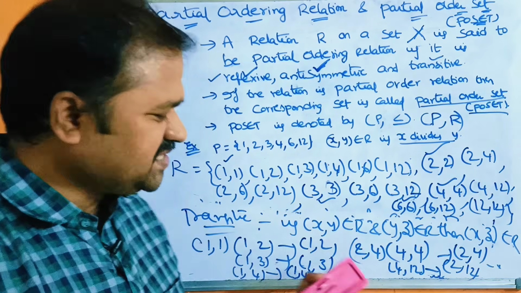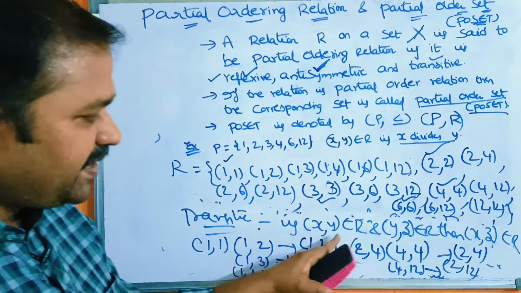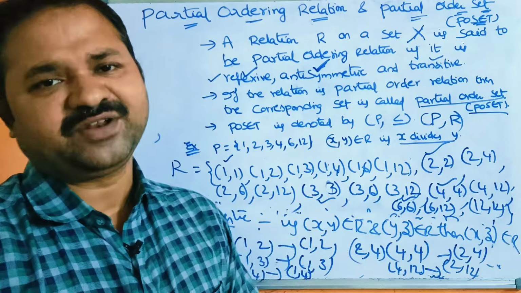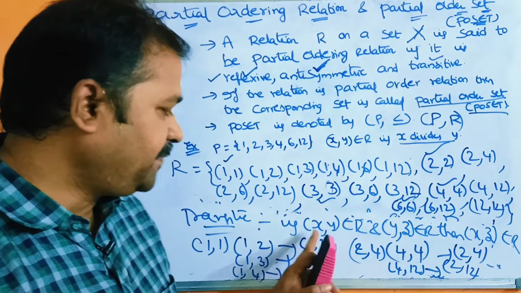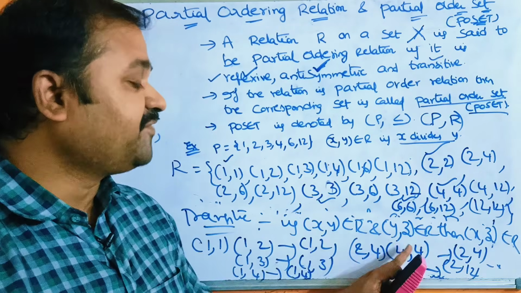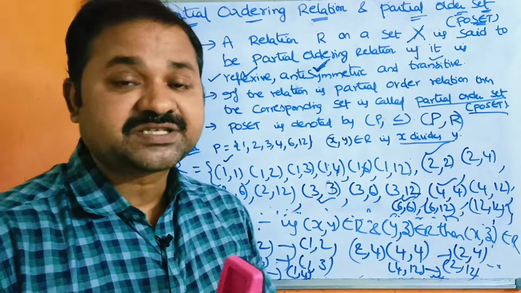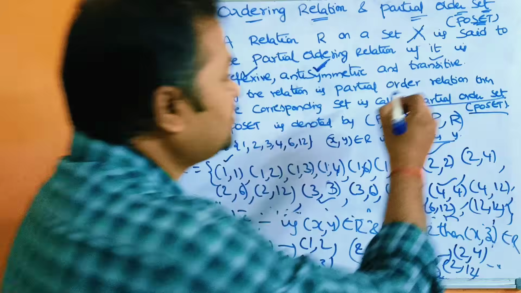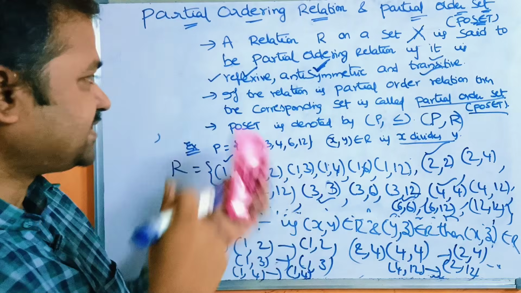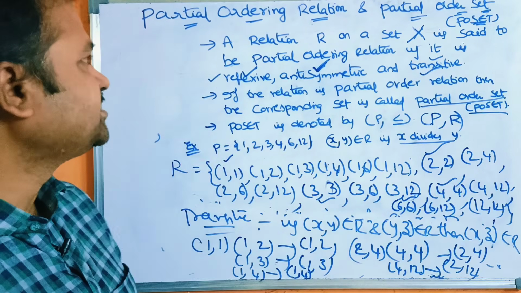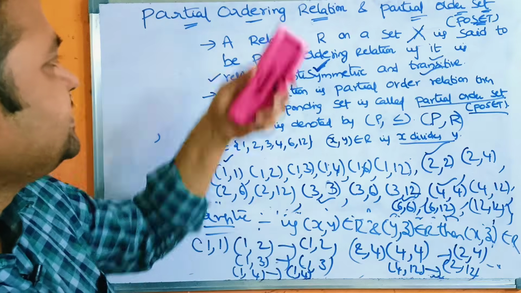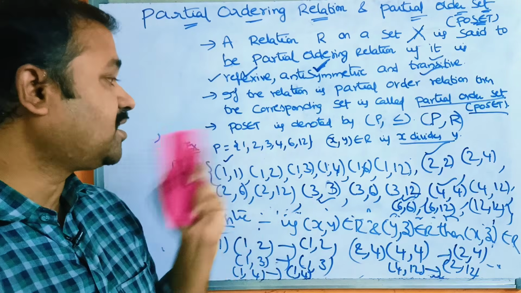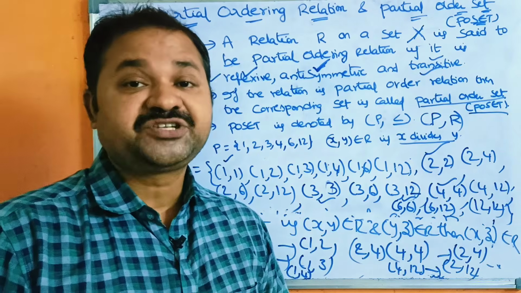So likewise, by taking this formula, we can say that this is also a transitive relation. For every pair, if x comma y and y comma z belong to R, then x comma z also belongs to R. So we can say that this is also transitive. So this relation is reflexive, antisymmetric and transitive. So we can say that this is a partial ordering relation, and this set is called a POSET, partial order set.